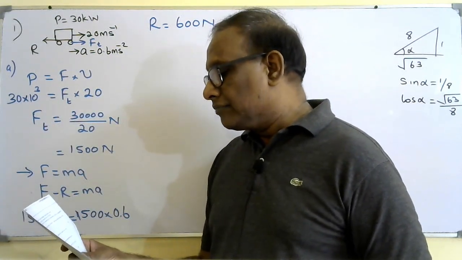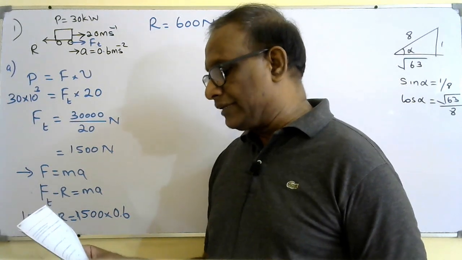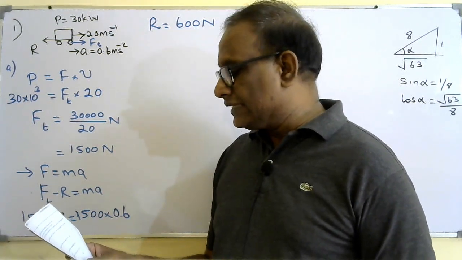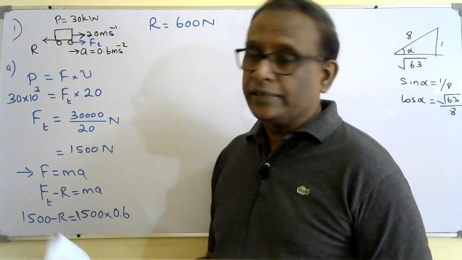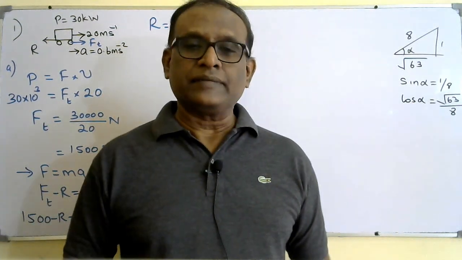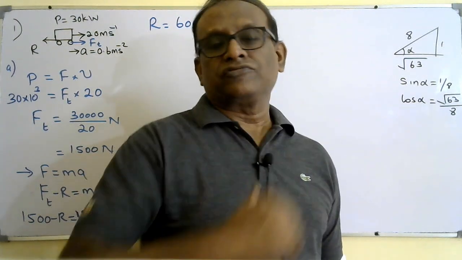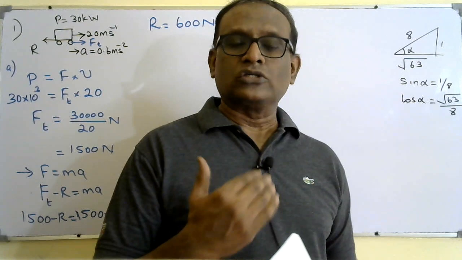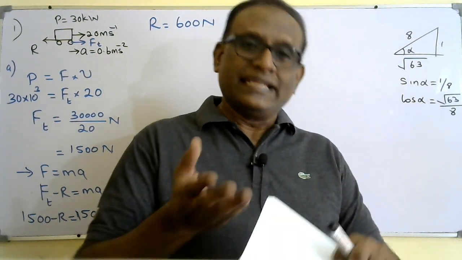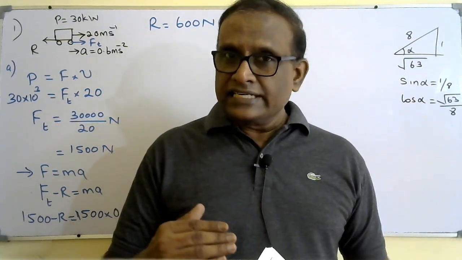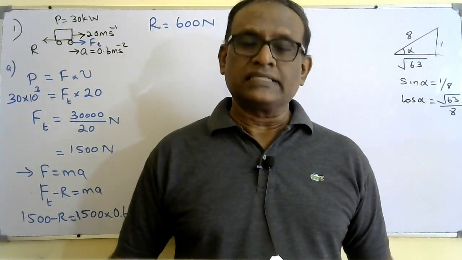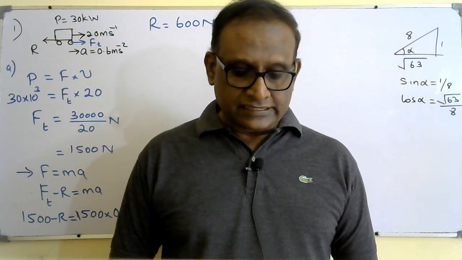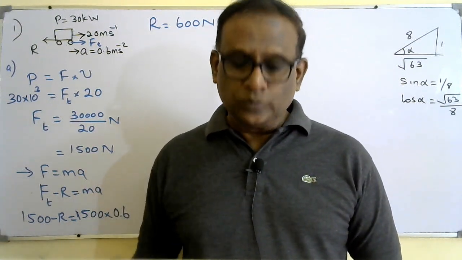So the speed of the truck is V meter per second, and when the speed is V meter per second, the deceleration is 0.2 meter per second squared. Deceleration means acceleration opposite to the direction of motion. If the acceleration is along the direction of motion, the object will accelerate, the speed will increase gradually. But if the acceleration is opposite to the direction of motion, the speed will decrease gradually. So that is called deceleration. So the deceleration is 0.2 meter per second squared.